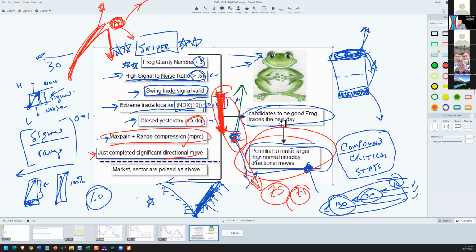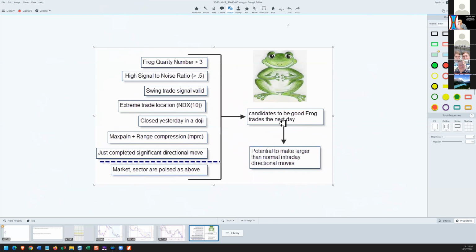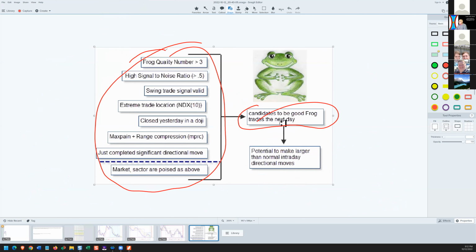And then finally, if the market itself or the sector of the target that you're looking at, or if you're looking to trade the sector, if markets and sectors are poised in any of those, you're also going to have a broader effect for entire groups of stocks and ETFs and symbols. So all of these taken together, and more is better, all create candidates for good frog trades. So the frog quality number itself is simply one of those things.